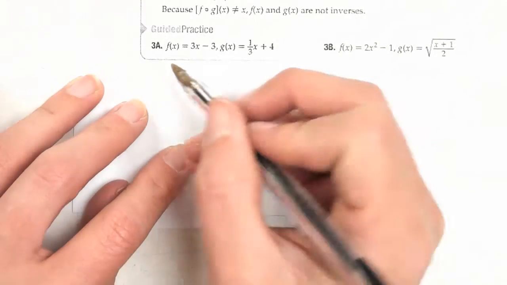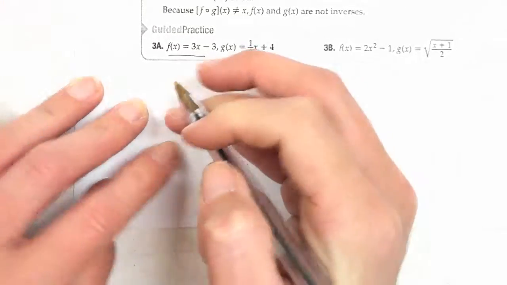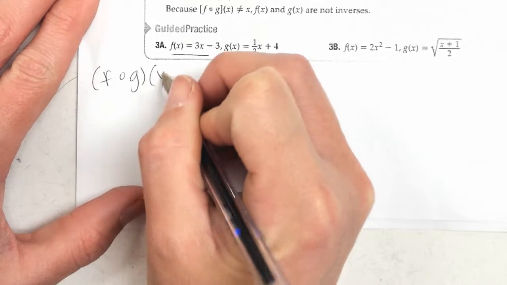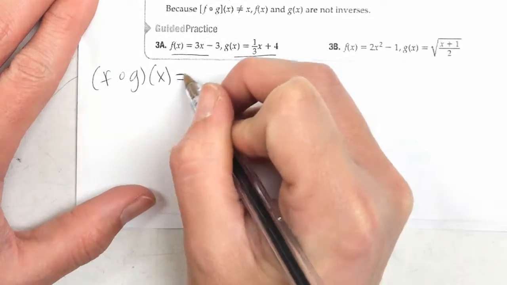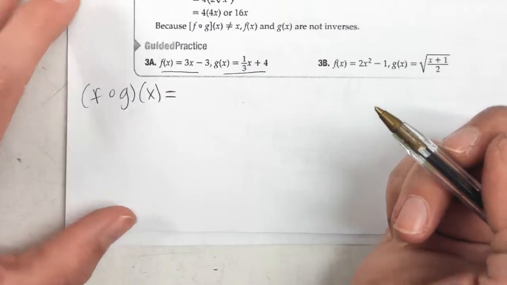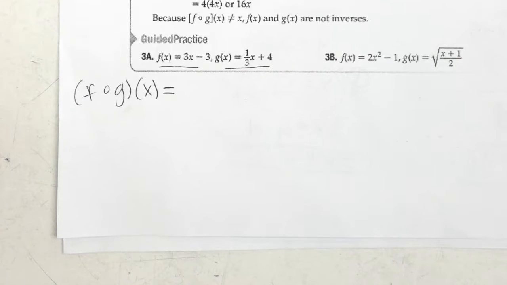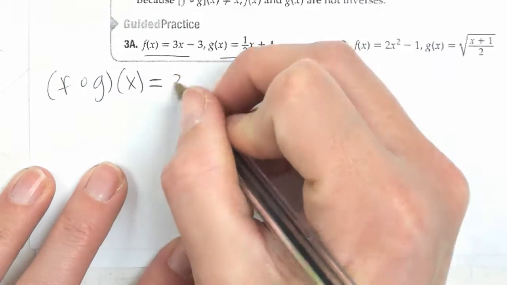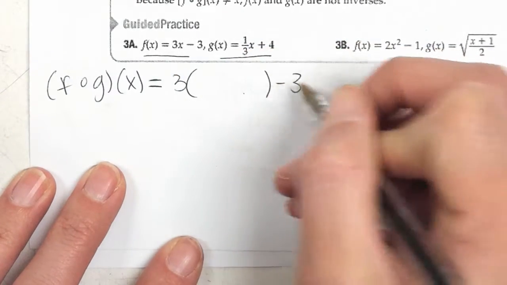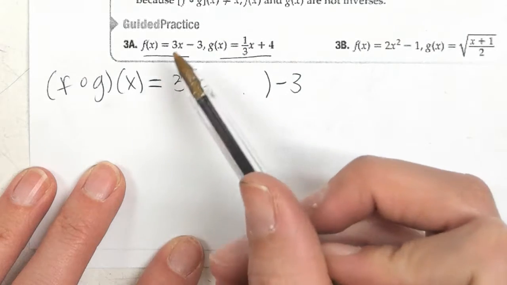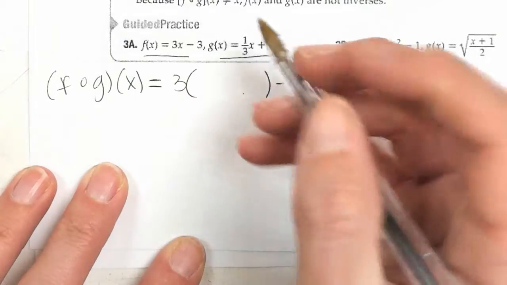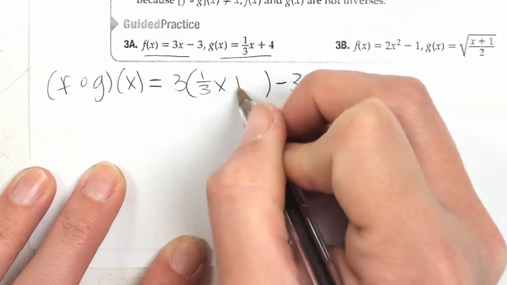Alright, so let's look at this example 3a right here. So here's f of x, here's g of x. The first thing we're going to find is what? F of g of x. So again, what function am I starting with? F, which is what? Good. So I'm going to put 3 parentheses minus 3. Again, because I'm just replacing this x. And what am I going to put in place of x? Good.